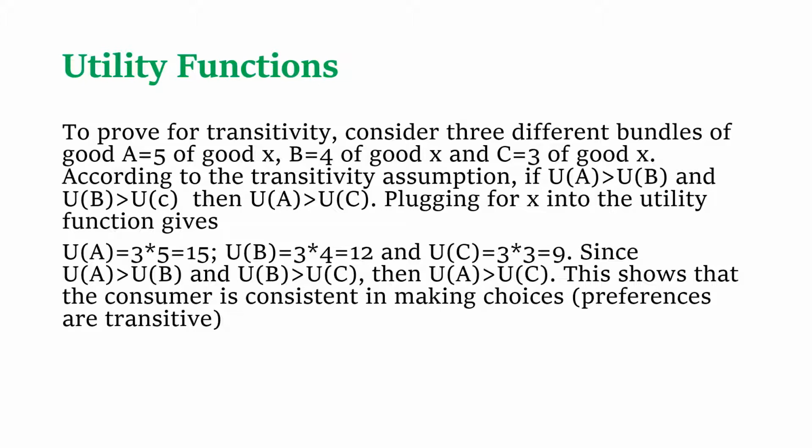Now, plugging X into the utility function gives what? U of A is 3 times 5, because X is 5 when 5 units of the good are consumed. So that is 15. And U of B is 3 times 4, which is 12. And U of C is 3 times 3, which is 9. Since U of A is greater than U of B and U of B is greater than U of C, it follows that U of A is greater than U of C. This shows that the consumer is consistent in making choices. Preferences are transitive.